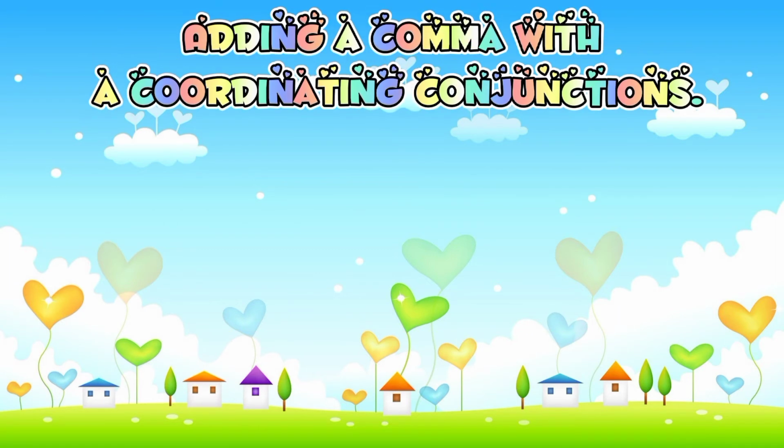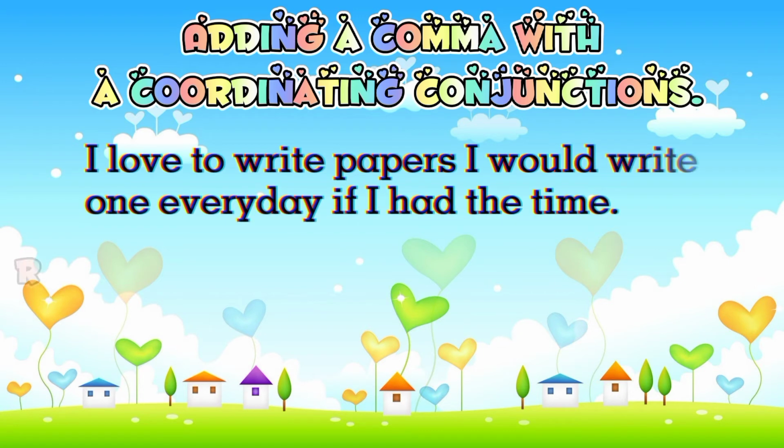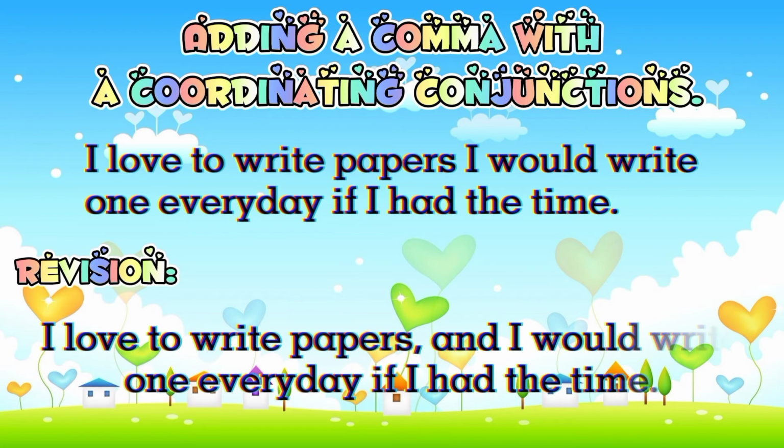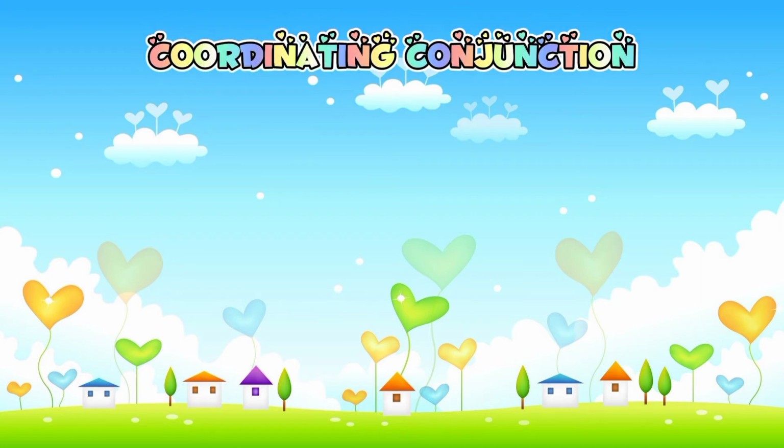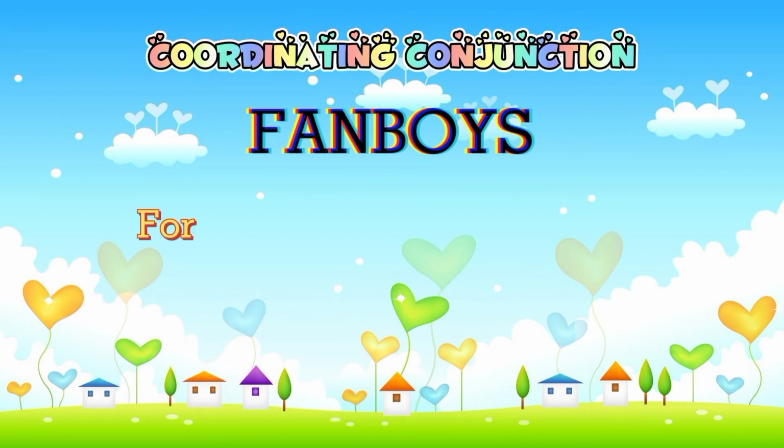Third is adding a comma with a coordinating conjunction. A comma paired with a coordinating conjunction corrects a run-on sentence. This method emphasizes the relationship between the two clauses. The revision for the example will be, I love to write papers, comma, then add a coordinating conjunction, for example, and, I would write one every day if I had the time. To memorize the different coordinating conjunctions, remember FANBOYS: for, and, nor, but, or, yet, and so.